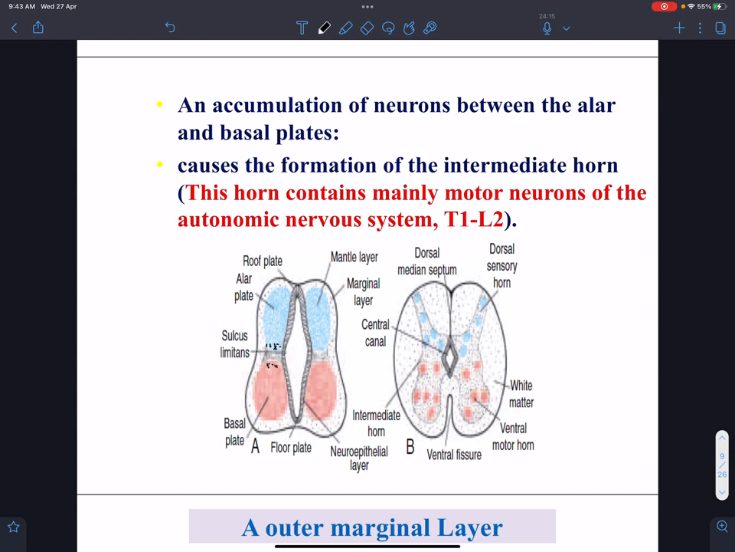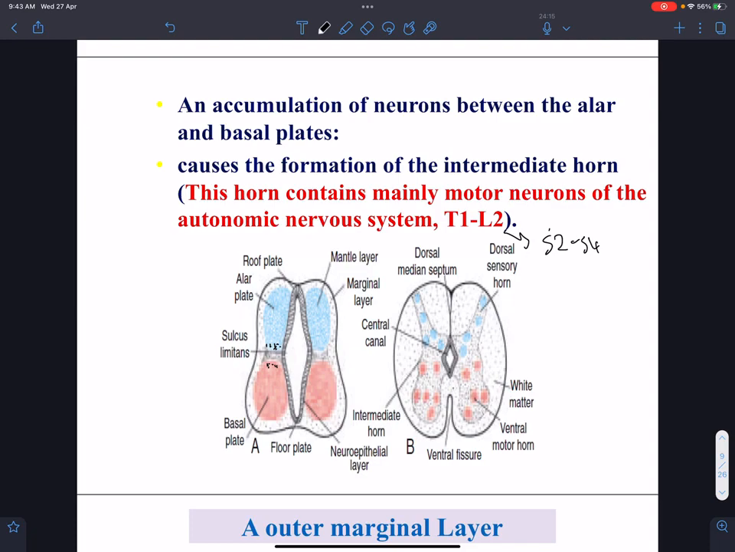And what does this horn consist of? Motor neurons of the autonomic nervous system. Meaning in T1 to L2 it is going to be composed of sympathetic neurons. And there is also the parasympathetic part of the autonomic, between S2 and S4, which is the parasympathetic horn. Okay, just know that this horn consists of autonomic motor neurons. Okay, between T1 and L2 for the sympathetic, between S2 and S4 for the parasympathetic.